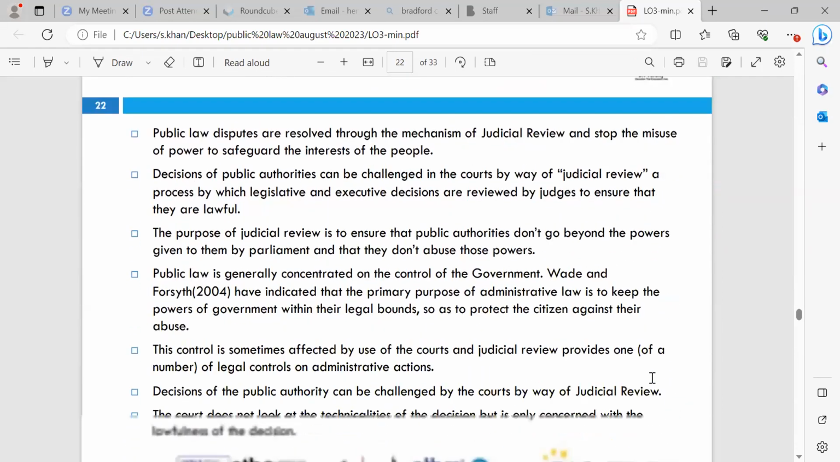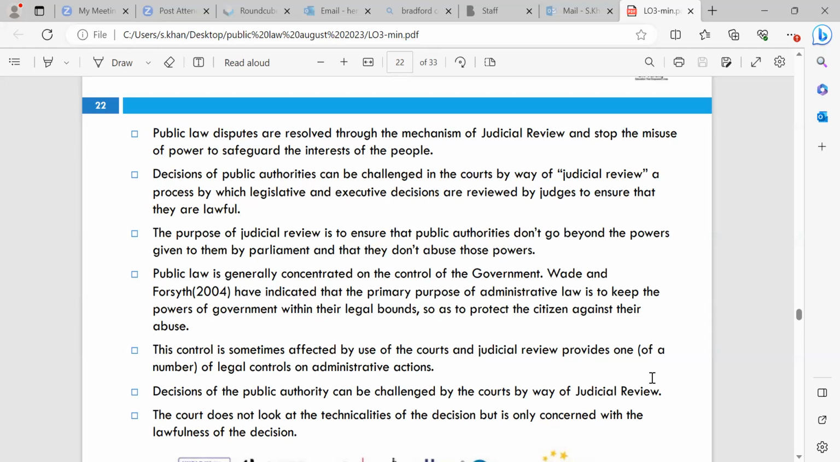Judicial review. Public law disputes are resolved through the mechanism of judicial review, which stops the misuse of power to safeguard the interests of the people. Decisions of public authorities can be challenged in the courts by way of judicial review, a process in which legislative and executive decisions are reviewed by judges to ensure that they are lawful. The purpose of judicial review is to ensure that public authorities don't go beyond the powers given to them by Parliament and that they don't abuse these powers.